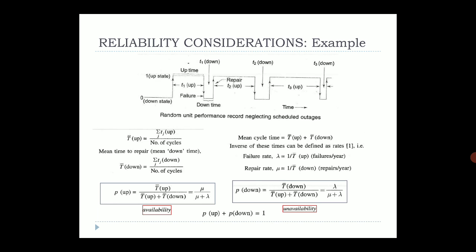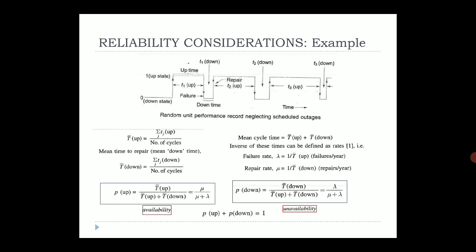So after repair again you have a second uptime, T2 up. Then again you have a downtime, and then you have a T3 uptime, and then again you have a downtime. Okay, so this is the up and down time. You cannot predict for how long the generator will be up, and then when there will be a fault. So the uptime and the downtime obviously will depend on situation to situation.